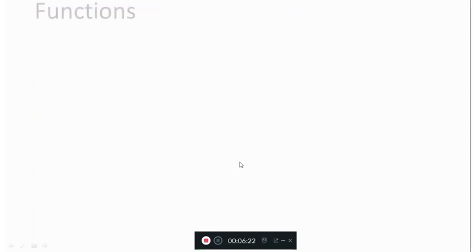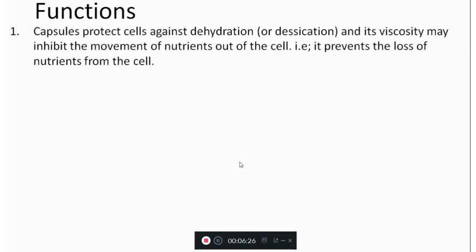Now, let's see the functions of capsules. There are various functions of capsules. Number one, capsule protects cells against dehydration or desiccation because capsule is a material which can absorb 90%, 95% water of its volume, and that's why it protects the cell from getting dry. It also protects the cell from losing its nutrients into the environment.